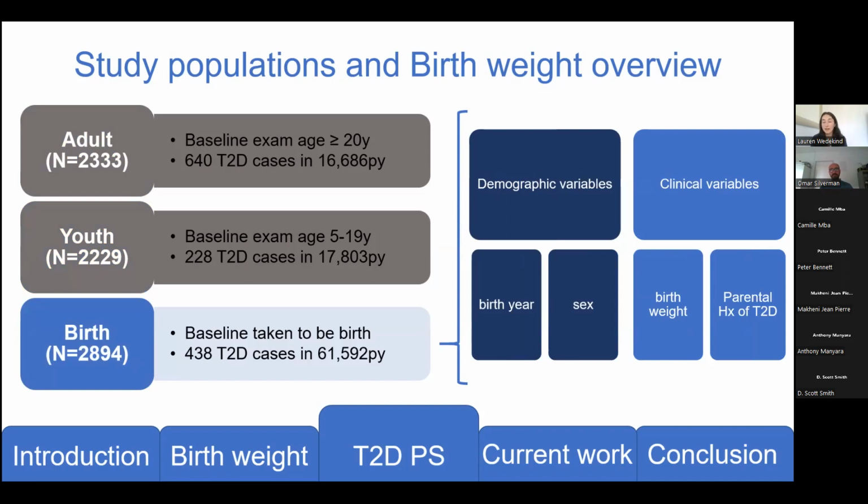And why do that? To look at, using the information that a person would have, say at a doctor's appointment, how much information would genetics on top of these clinical variables add? So the same demographic variables, except birth year was used instead of sex because age at birth would be 0. And also clinical variables, birth weight, which we partition into high birth weight versus low birth weight. And also parental history of diabetes would be available at birth. So that's what we chose to include.